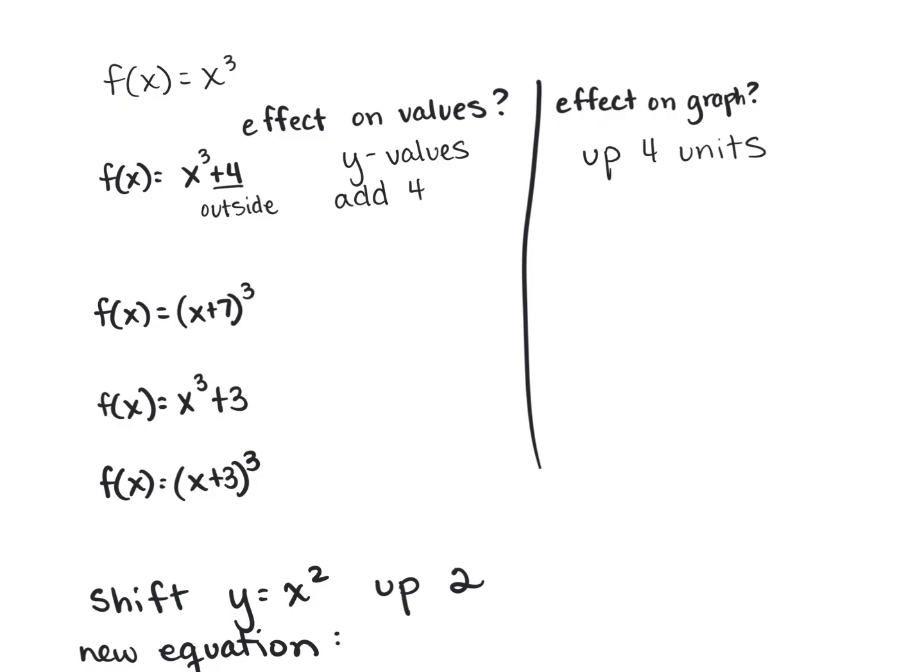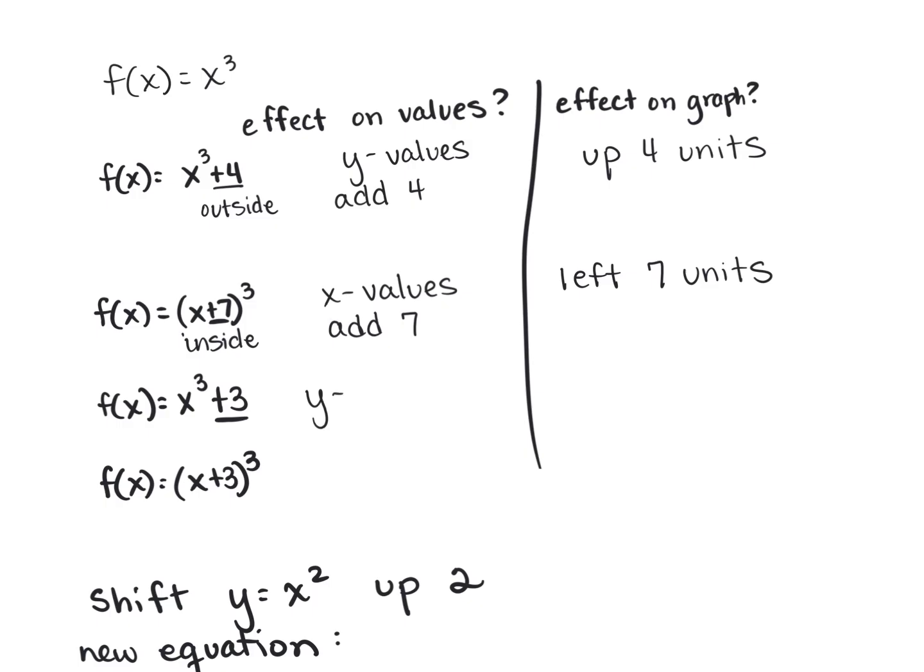So on the next one, we are inside because we are going to add 7 before we take and cube the number that we have. So this is an inside change. So this will affect your x values, and each one of those x values will have a 7 added to it. And on the graph, what this is going to do is move this graph left 7 units from its parent location.